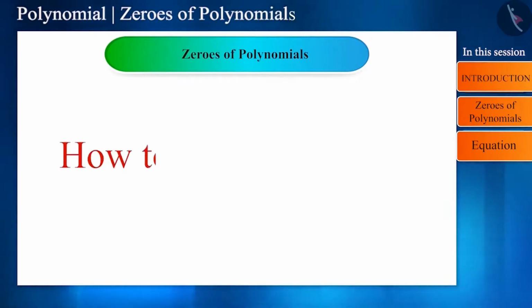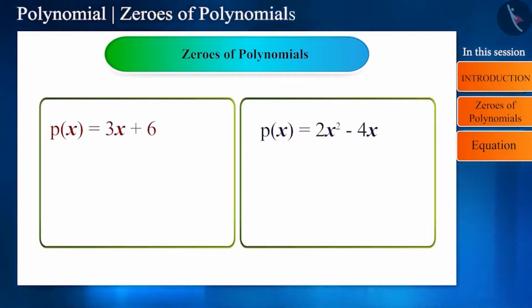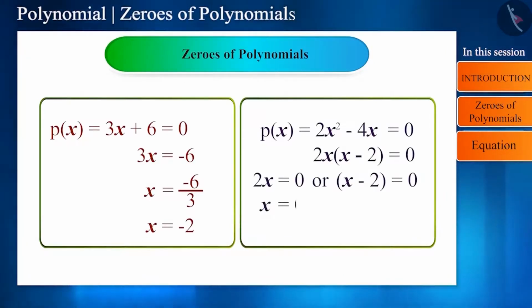But shall we continue to find the zeros by keeping different values in the polynomial? This can take a long time. Therefore, there is an easier way. If the polynomial is equated to 0, then we get the zero of the polynomial directly. So, let's see how. Solving the first polynomial by equating it to 0, we get x = -2. Similarly, on solving the second polynomial, we will get x = 0 or x = 2. The zero of a polynomial can also be 0, but it is not always necessary to be 0.